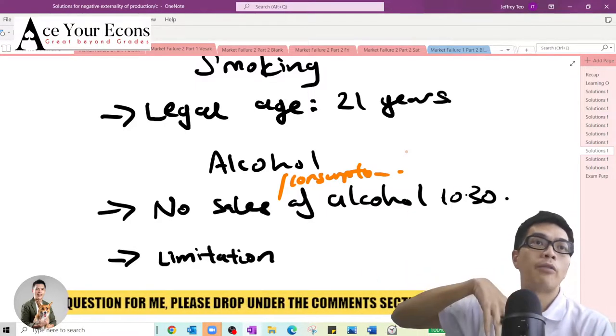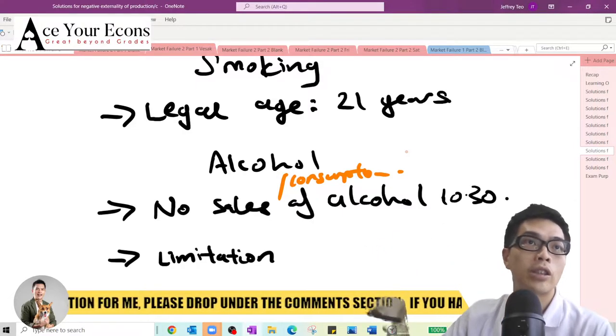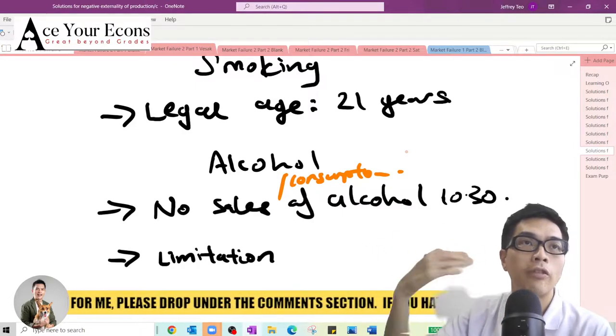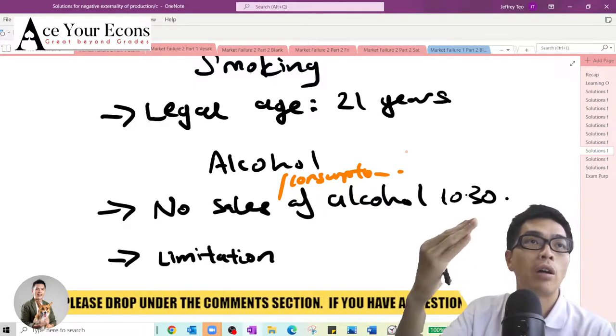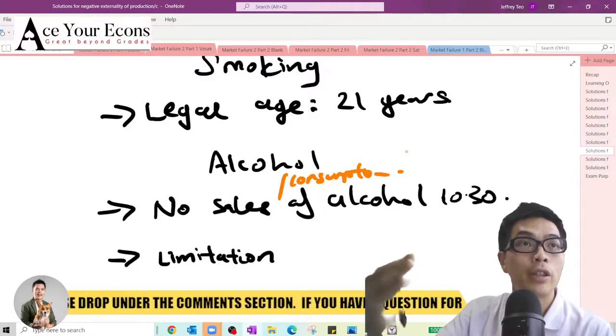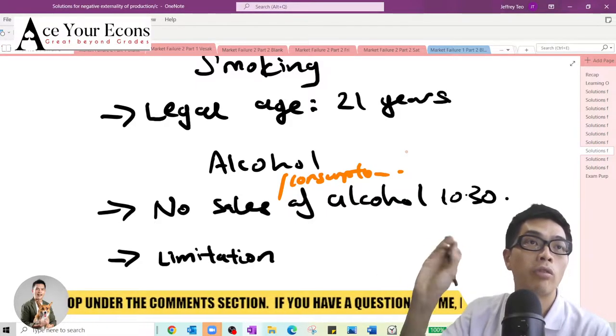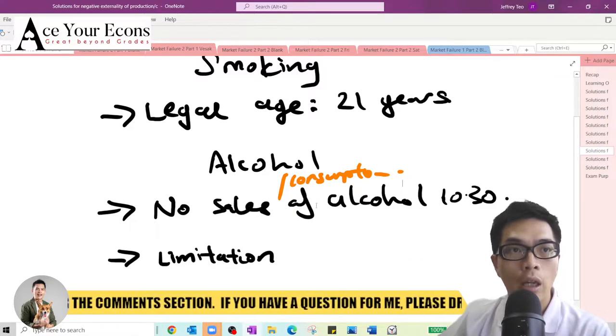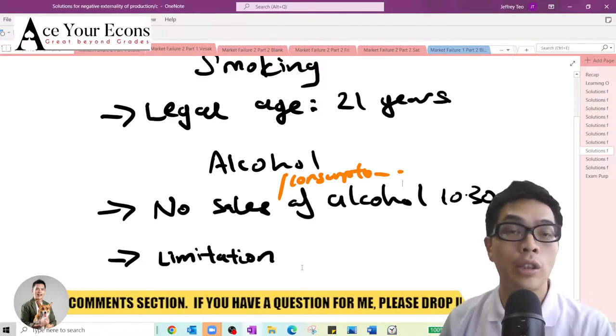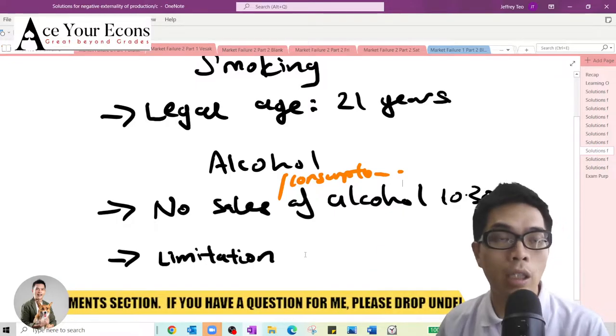And back to what I've mentioned about negative externality of production, the government can enforce stricter emission rules. So for firms, they have to undergo emission tests to make sure that they are not overpolluting. That could also be a form of regulation as well. And make sure you go through the limitation for whatever policies that you state.